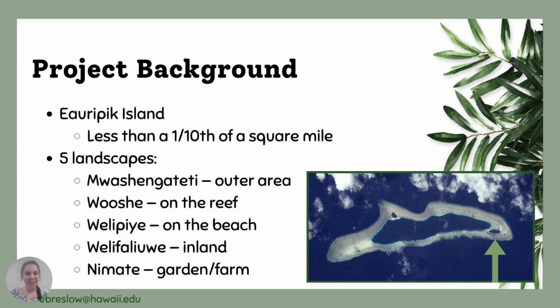There are 5 main landscapes, or mini biomes, if you will, one being the outer area outside, and then there's the reef, the beach, the inland area in general, and the garden, farms, more cultivated area on the island.